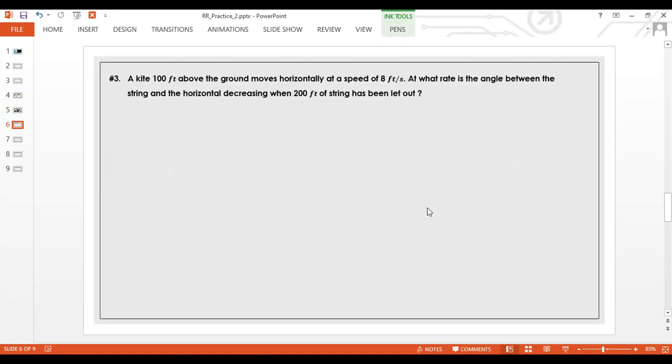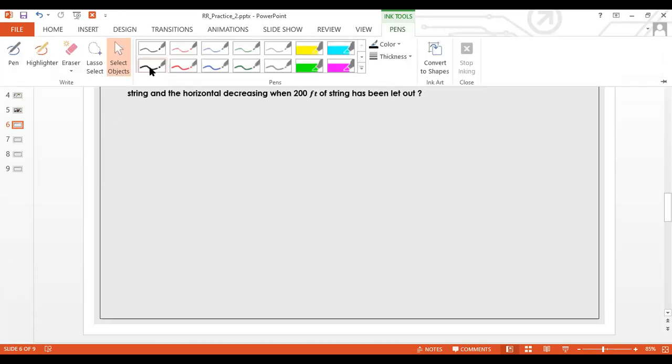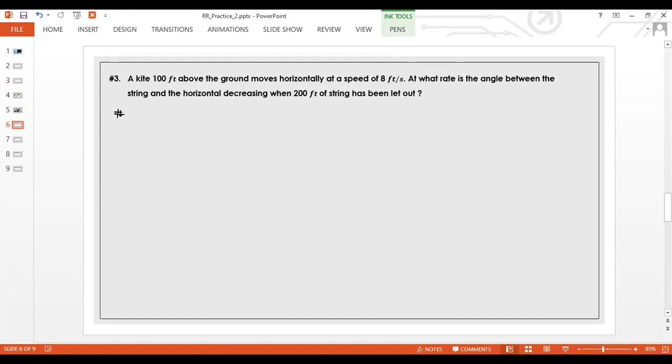The next one says: a kite is 100 feet above the ground and moves horizontally at a rate of 8 feet per second. At what rate is the angle between the string and the horizontal decreasing when 200 feet of string has been let out? Okay, this one is not too bad. Number 1, let's do the graph.